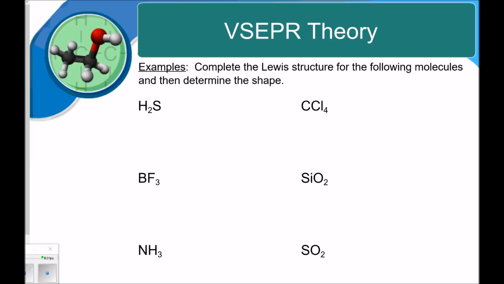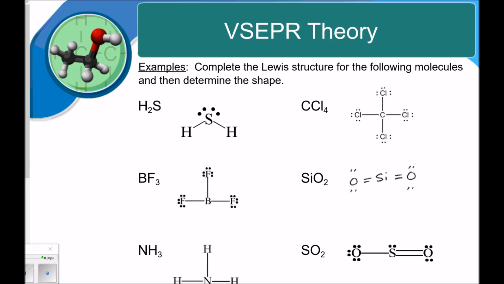Okay, so this part says complete the Lewis structure for the following molecules and then determine the shape. Well, because I taught you how to draw Lewis structures in the last video, you should be a master at this. So pause the video, draw your Lewis structures, then unpause and come back. Do not cheat yourself at this point by just skipping ahead and copying. You're going to miss something. Miss that practice that your brain really needs to do in order to be successful at this. So please draw the Lewis structures first and then unpause the video.